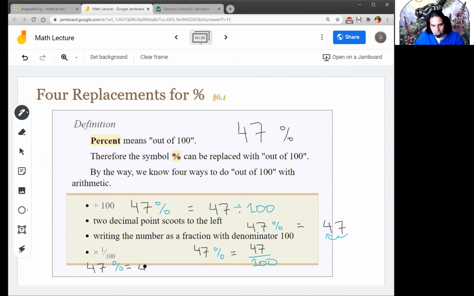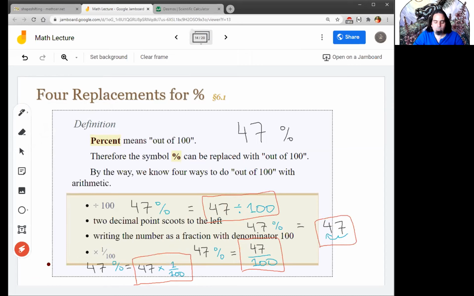So I have 4 different things. I can write it as divided by 100, 2 decimal scoots, over 100, or times 1 over 100. So what we will do next is look at different things we do with percent and see which of these 4 is the easiest thing in that situation. Sometimes it will be one of these, sometimes it will be a different one of these. But we want to be lazy and do whichever one gives us the answer quickest. Sound good?